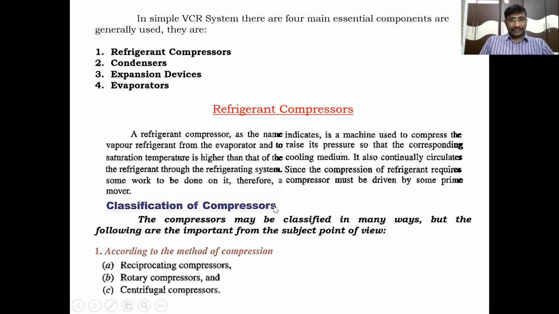Then coming to the classifications of compressors, compressors may be classified in many ways, but the following are the important ones from the subject point of view. First, according to the method or principle of compression. These are the three types: reciprocating compressors, rotary compressors, and centrifugal compressors. These are the compressors broadly classified under the working principle.